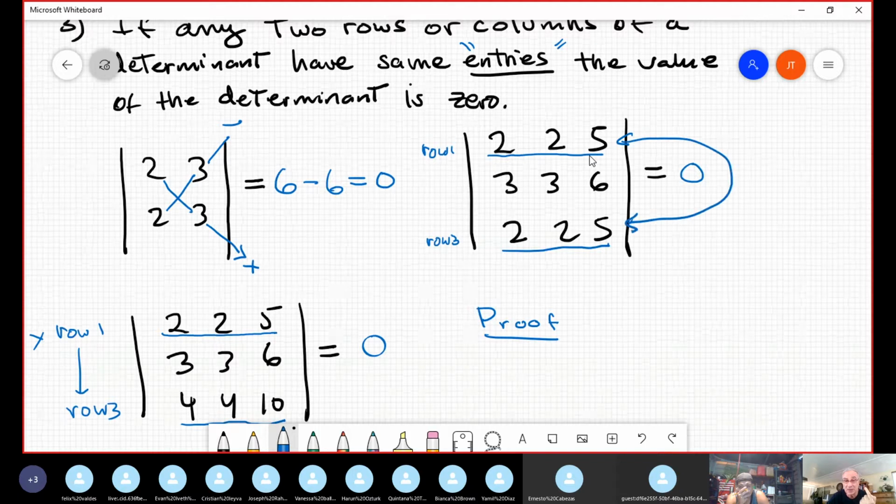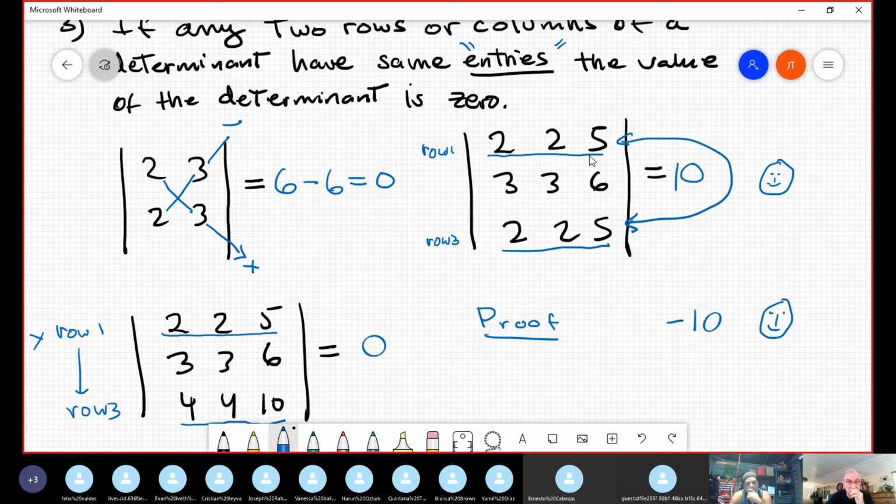Let me try to prove using contradiction. Suppose it's not 0. Suppose it's another number, 10. And when you interchange row 1 and row 3, the answer should be negative 10, according to property number 1, which is always valid. So what is the only number that when you change the sign, it stays the same? 0, because 0 has no sign. 0 is a happy guy. When you interchange, it is 0 and 0.